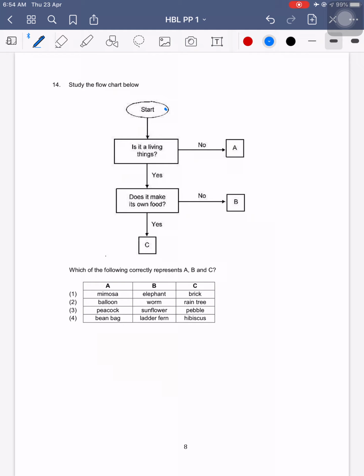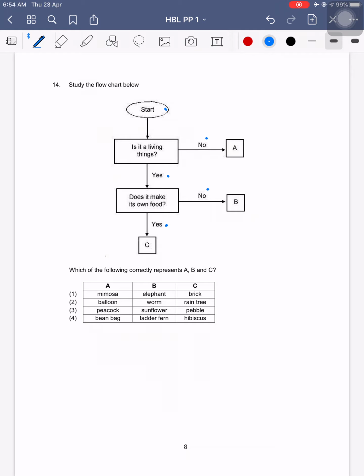Now is it a living thing? Well, if it's yes, then you go down. If it's no, then you go to A. Now if it's a living thing and it makes its own food, then you'll be C. If it doesn't, then you'll be B. Now which one correctly represents A, B and C?